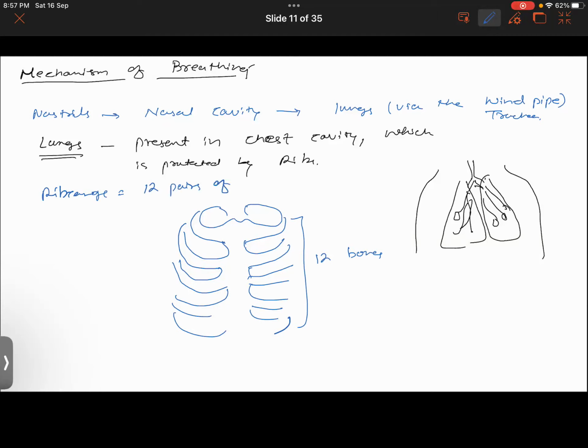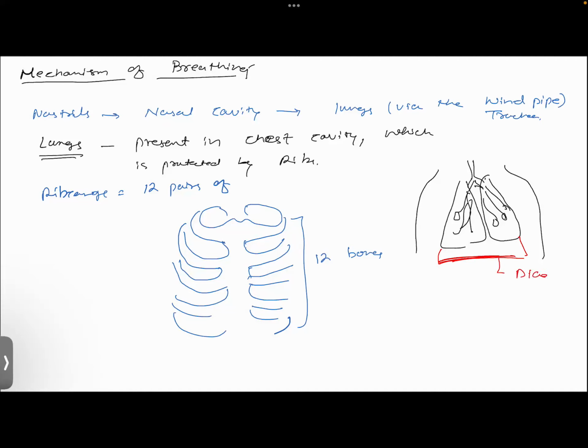Now, beneath our lungs there is a very muscular tissue called the diaphragm. Just beneath our lungs, there is a very flat sheet of muscles called the diaphragm. The diaphragm forms the floor of the chest, on which the lungs are resting. You can understand it like this.